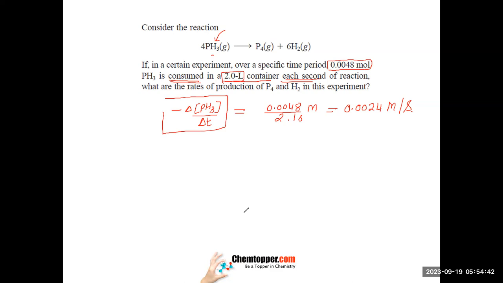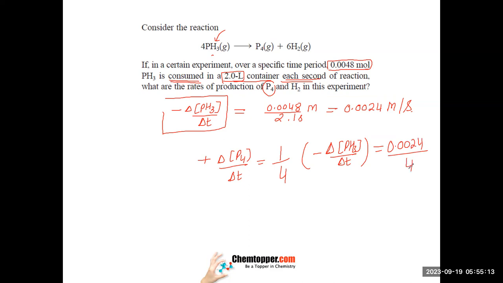Now they are asking what is the rate of formation of P4? Means delta P4 over delta T. And that you know is 1/4, because this is appearing 4 times, 1/4 of minus delta PH3 over delta T, which is equal to 0.0024 divided by 4. Everybody okay with this? Yusuf is already doing it. Good, Yusuf. Units same, molar per second.